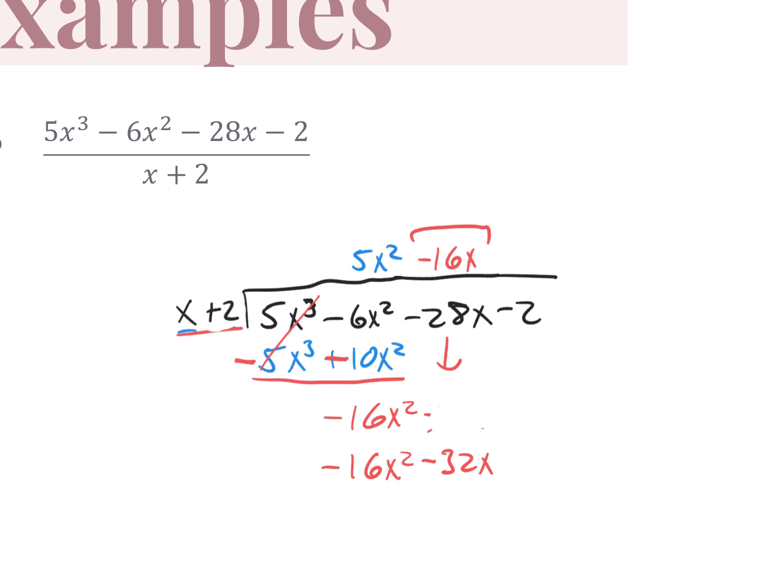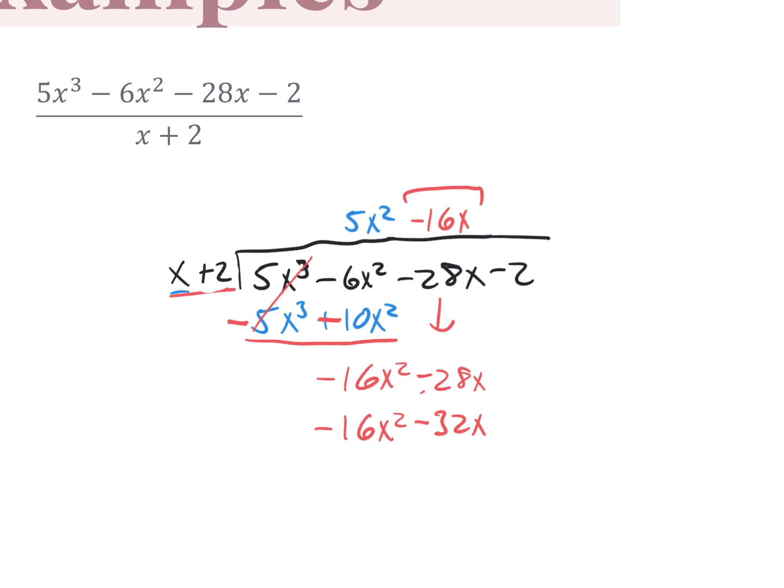This is going to be a minus 28x. So introducing those terms again, just because now we know what to do with them. Now we change the sign of everything that we just found, and that's going to cancel out the negative 16x squared. And negative 28x plus 32x is going to get us a 4x.